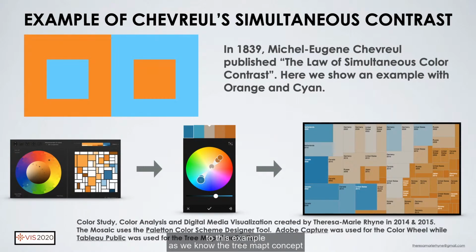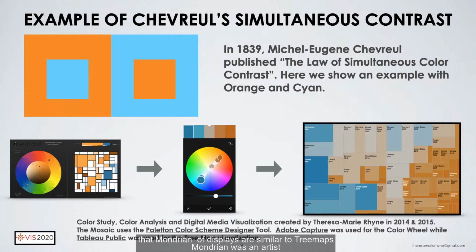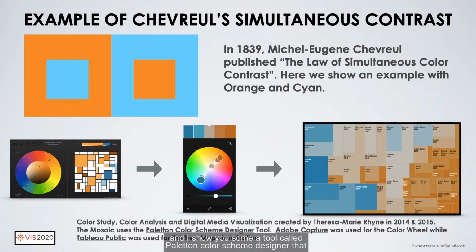As we know, the tree map concept was originally developed by Ben Shneiderman and his team, and I'm showing you this example created in Tableau. I'm also showing you an interesting relationship. It turns out the Mondrian types of displays, Mondrian was an artist, and you can see him in his concept on the left, where he created a mosaic type effect. It actually is a good display test up against a tree map. And I show you a tool called Palladium Color Scheme Designer that does that, just for fun.